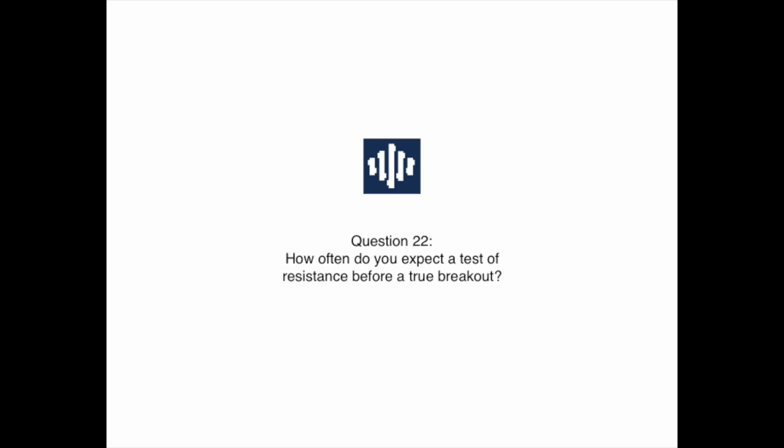How often do you expect a test of resistance before a true breakout? Several tests is better, but the fourth time that a stock tests the boundary and breaks out is good enough. And from experience, I can say that usually the third or fourth test results in a directional movement. Doesn't mean that it doesn't fail, but more likely that more tests are going to give us a stronger breakout.